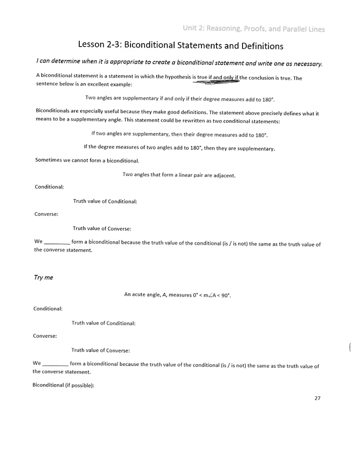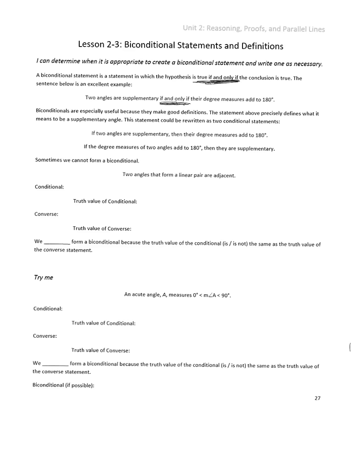So notice, rather than having an if-then statement, we have an if and only if statement. There's no then in the middle and there's no if at the beginning. Biconditionals are used really to make good definitions. The statement above perfectly summarizes what it means to be a pair of supplementary angles.